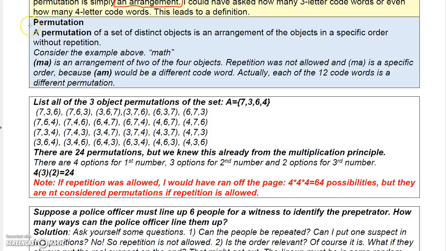Okay. A permutation of a set of distinct objects is basically an arrangement of the objects in a specific order, and you can't have repetition. So consider the example above. MA is one arrangement of the two objects, so that would be a permutation. Repetition was not allowed, and MA is a specific order because AM would be a different code word. So actually each of the 12 code words is a different permutation.